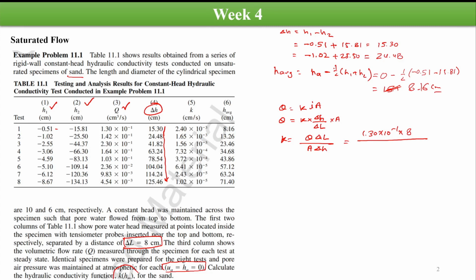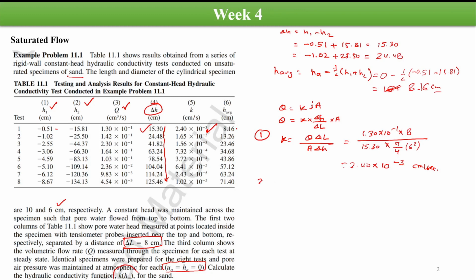Then the value of delta H, which we have calculated here, is 15.30. That will be multiplied with the value of A. The diameter is provided as 6 centimeters, so the area will be pi by 4 times 6 squared. Let's calculate how much we are getting: 1.30 into 10 to the power minus 1, multiplied by 8, divided by 15.30 into pi into 36 divided by 4. So we are getting 2.40 into 10 to the power minus 3. The unit will be centimeters per second because it is hydraulic conductivity. So this is what we get for the first test.